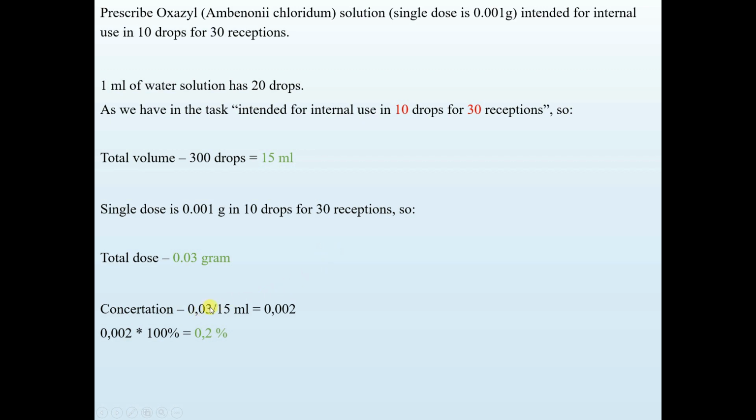0.03 divided by 15 milliliters becomes 0.002. It is the amount in 1 milliliter. After that, we are multiplying by 100% and we receive the concentration 0.2%. And this is an example.